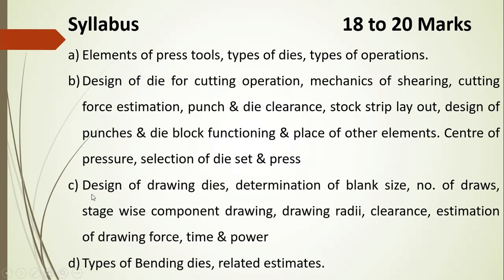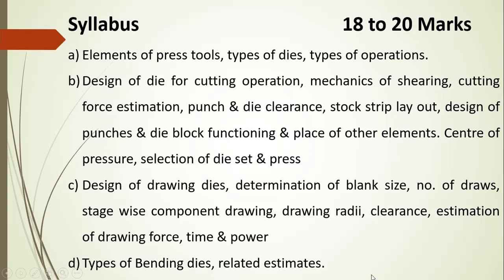The C point is the designing of drawing dies: determination of blank size, number of draws, stage-wise component drawing, drawing radii, clearance, estimation of drawing force, time and power. This C point is concerned with the designing of draw tool. And the last point is types of bending dies and its related estimates.